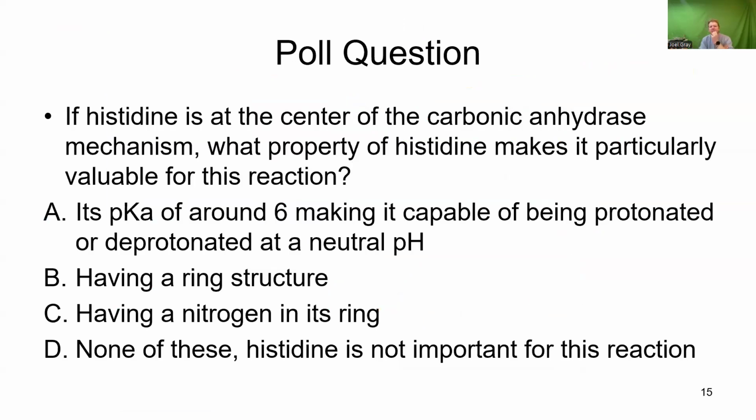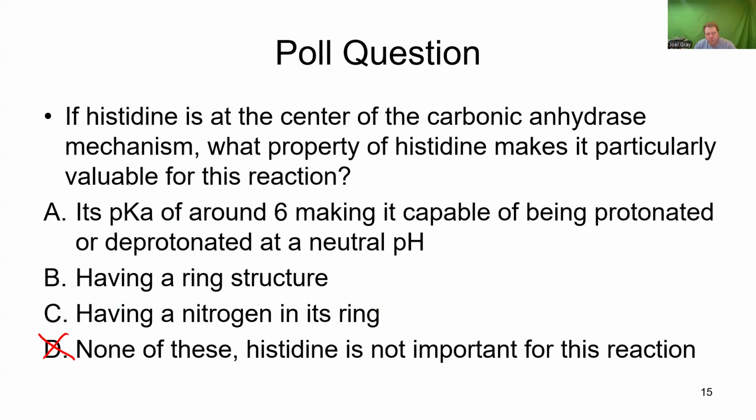If histidine is at the center of the carbonic anhydrase mechanism, what property of histidine makes it particularly valuable for this reaction? A: its pKa of around 6, making it capable of being protonated or deprotonated at a neutral pH; B: having a ring structure; C: having a nitrogen in its ring; or D: none of these, histidine is not important for this reaction. Well, I'm going to go ahead and say D is not the answer.